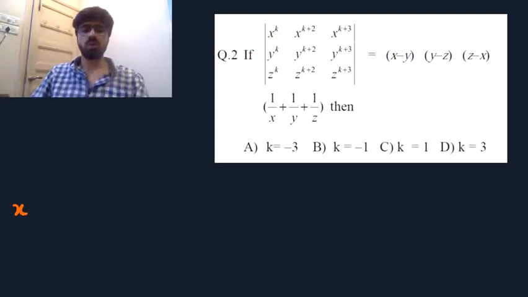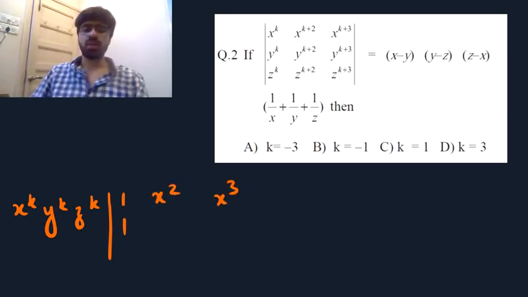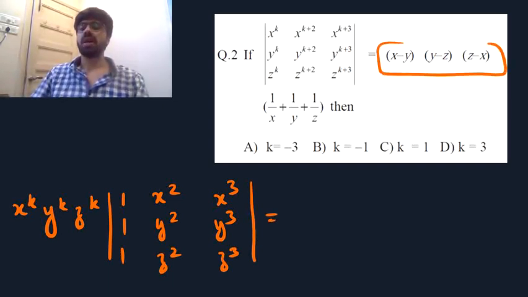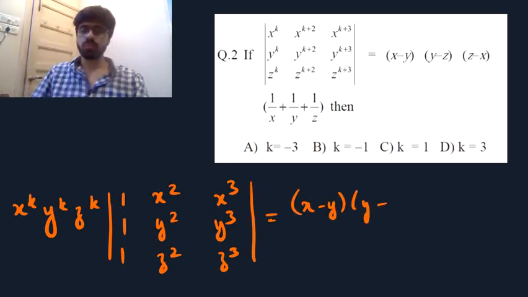So the determinant will look like x power k into y power k into z power k multiplied by the determinant of the first row 1, x square, x cube, second row 1, y square, y cube, the third row 1, z square, z cube, and the value for this entire expression has been given to us as x minus y into y minus z into z minus x into 1 upon x plus 1 upon y plus 1 upon z.